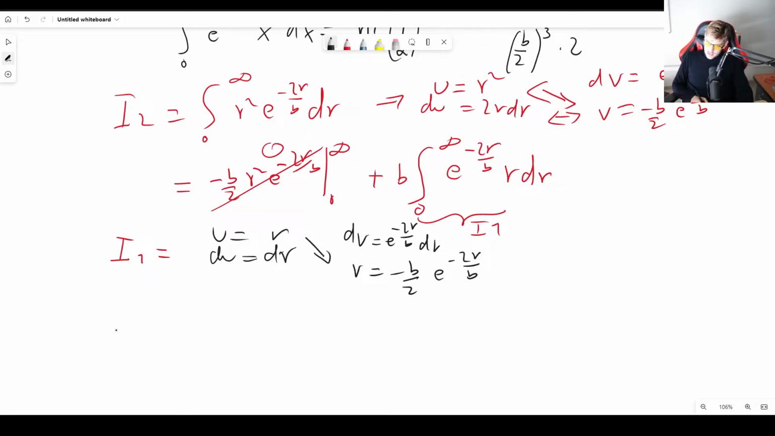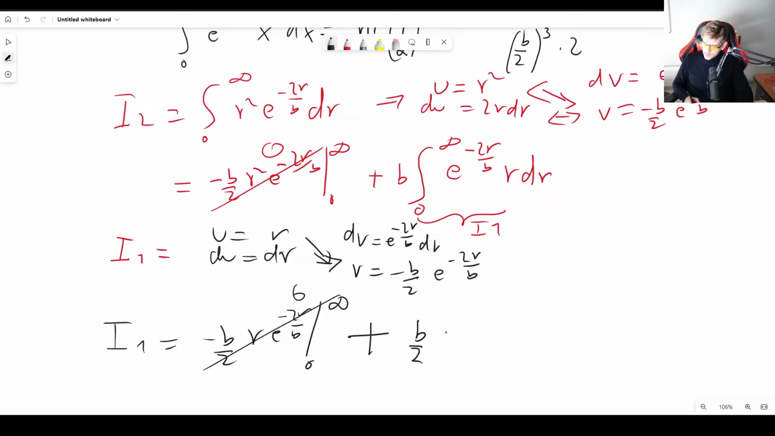Now let's actually go for the integral. Once again, we get a term that's going to be 0, e to the minus 2r over b, and this, evaluated between 0 and infinity, is 0 at both, so it's gone. Then we get minus this product, so we get minus minus, which is plus b over 2, times the integral from 0 to infinity of e to the minus 2r over b dr.